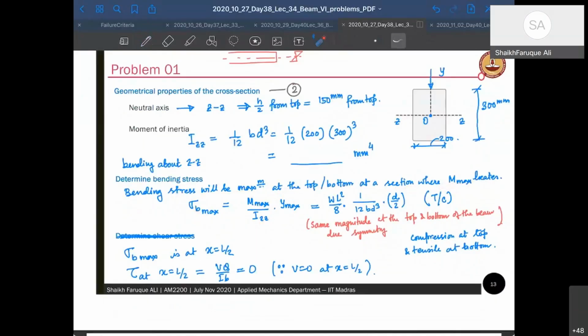Okay, so you put those IZZ values back here. You put that W value here, L squared by 8. You can calculate that and put the numerical value. Now this is maximum tension as well as compression. Tension will be in the bottom layer and compression will be in the top layer. But it's the same for both because it's a rectangular section. So sigma b max is at L by 2 where your shear is 0.